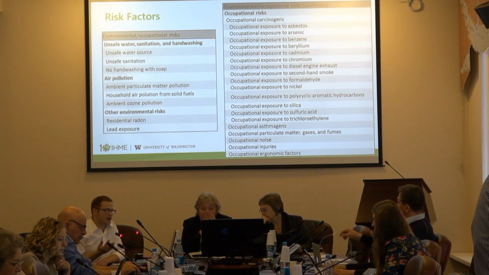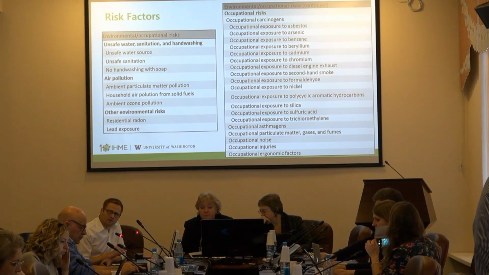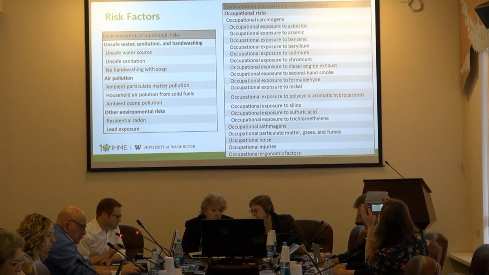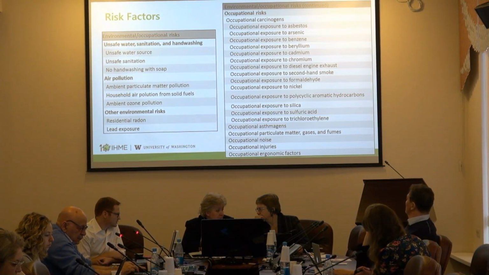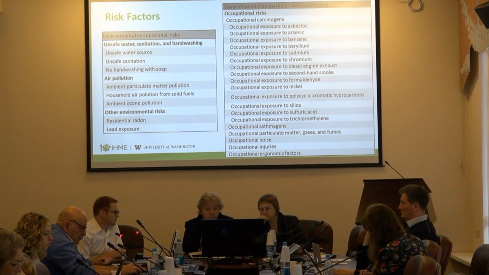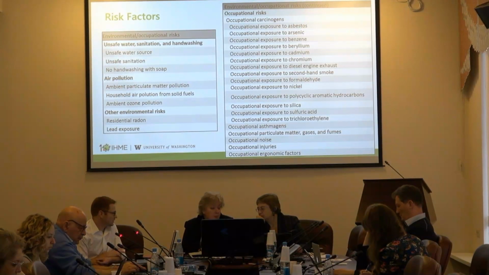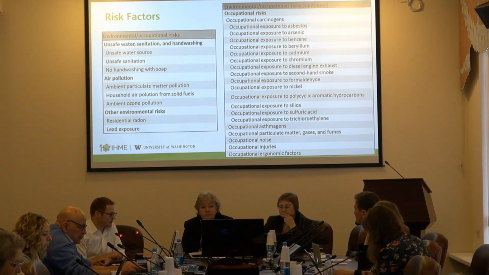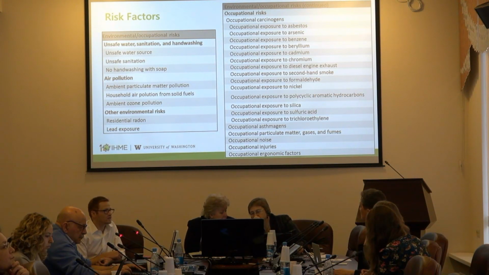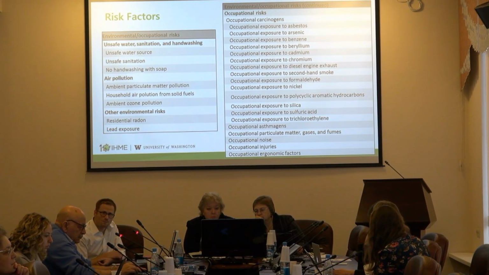In terms of what we actually include, there are 84 risk factors, and that count includes the aggregates. So it includes the most detailed and all the aggregates. You can see the list here for environmental and occupational. We have unsafe water, sanitation, and hand washing. We have 3 different types of air pollution: ambient particulate matter, household air pollution, and ozone pollution. We have radon and lead, and then for occupational, we have a list of occupational carcinogens, asthmagens, particulate matter, gases and fumes, noise, injuries, and ergonomic factors.